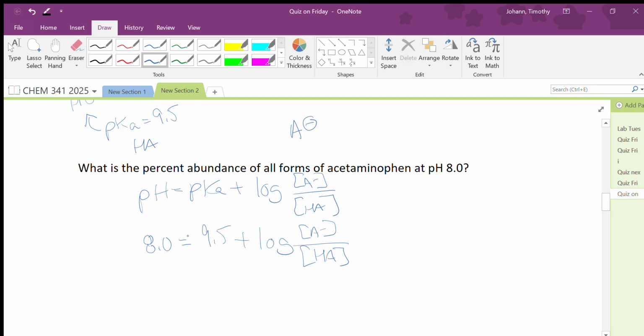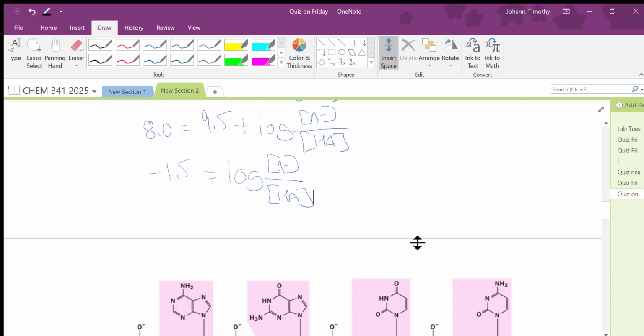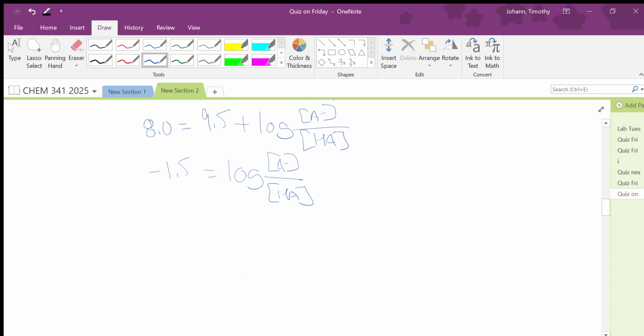All right, so I'm going to go ahead and subtract 9.5 from both sides, and I'm going to get negative 1.5 over here is equal to the log of A minus over HA. How do I get rid of the log? So not natural log, but the anti-log, essentially. I'm going to take 10 to both sides. So I'm going to take 10 to this side and 10 to that side. I can pull out my calculator.